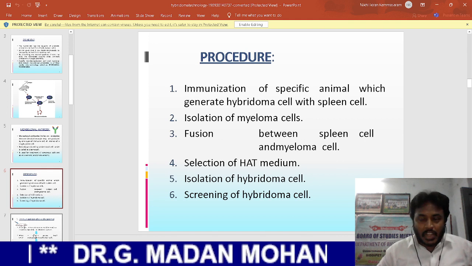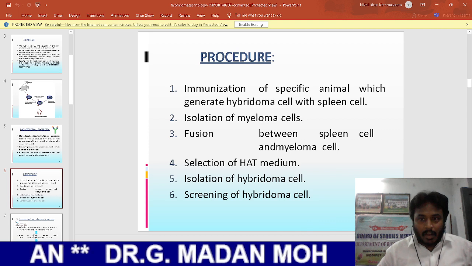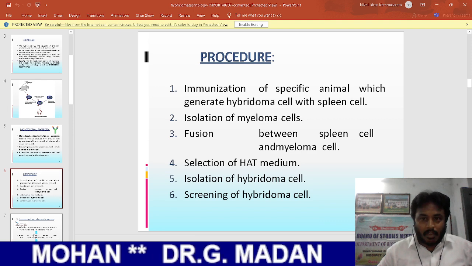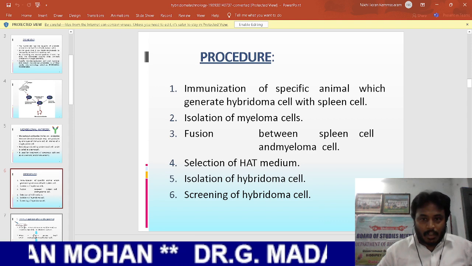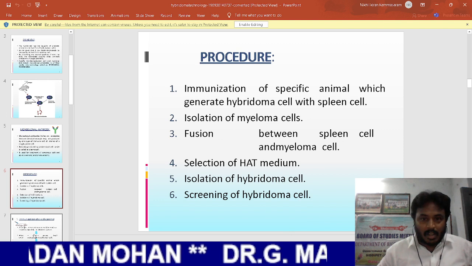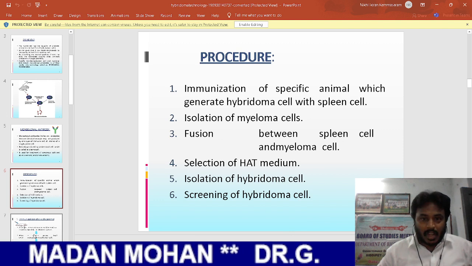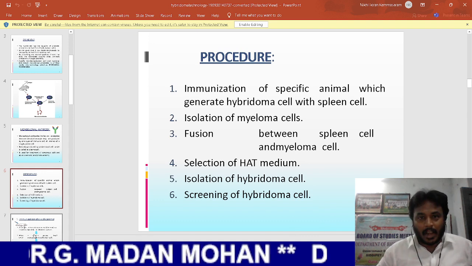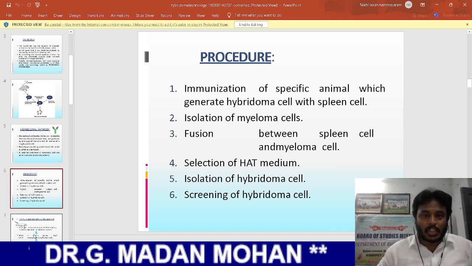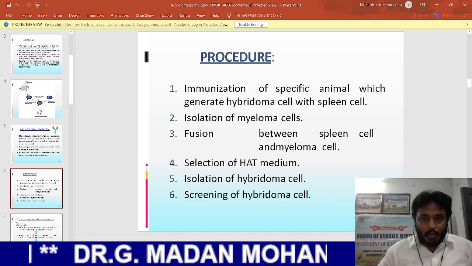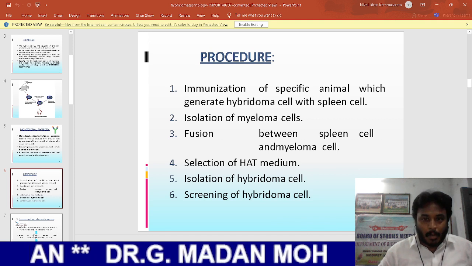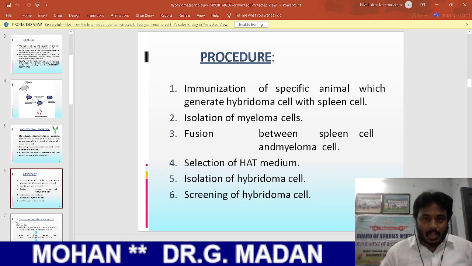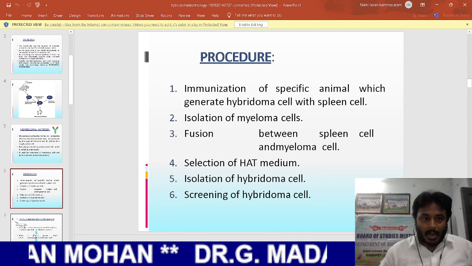First one is immunization of a specific animal which generates hybridoma cells. Second one is isolation of myeloma cells. Third one is fusion of spleen cells with myeloma cells, and fourth one is selection. Fifth one is isolation and screening of hybridoma cells. Otherwise the steps can be shortened: isolation of B lymphocytes, isolation of myeloma cells, fusion of B lymphocytes with myeloma cells, selection of hybridoma cells, screening of high productive hybridoma cells. So these are the various steps in preparation of hybridoma cells.